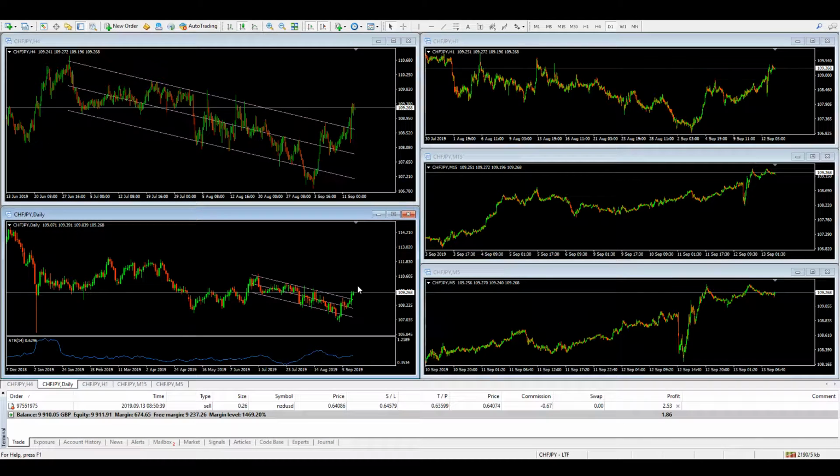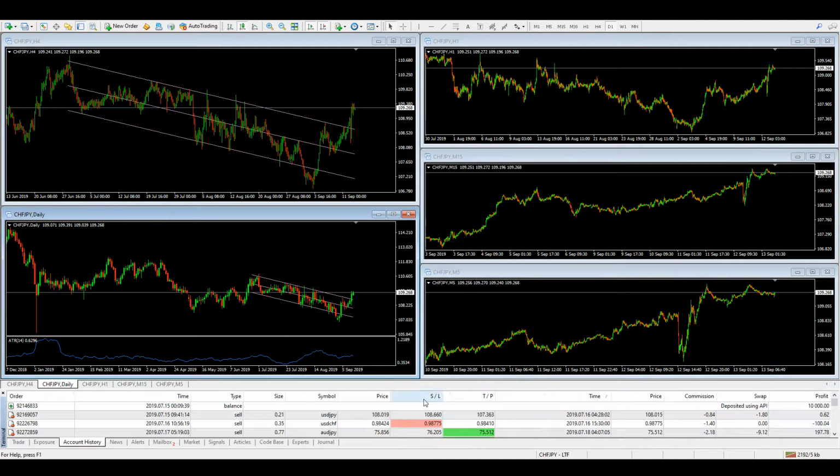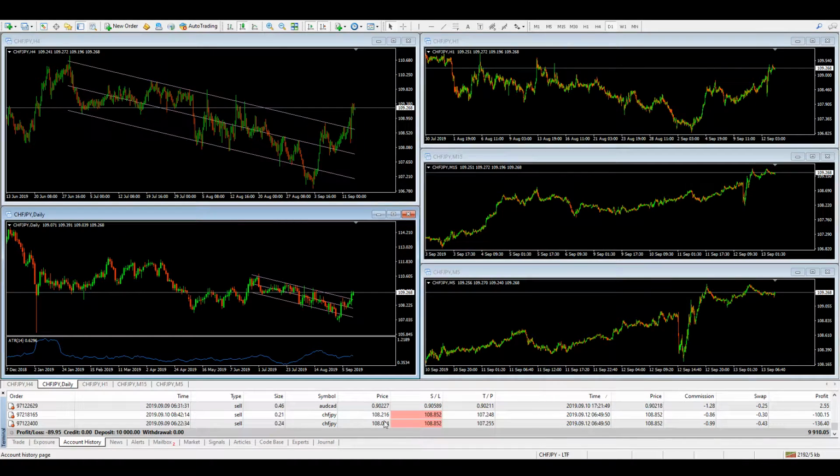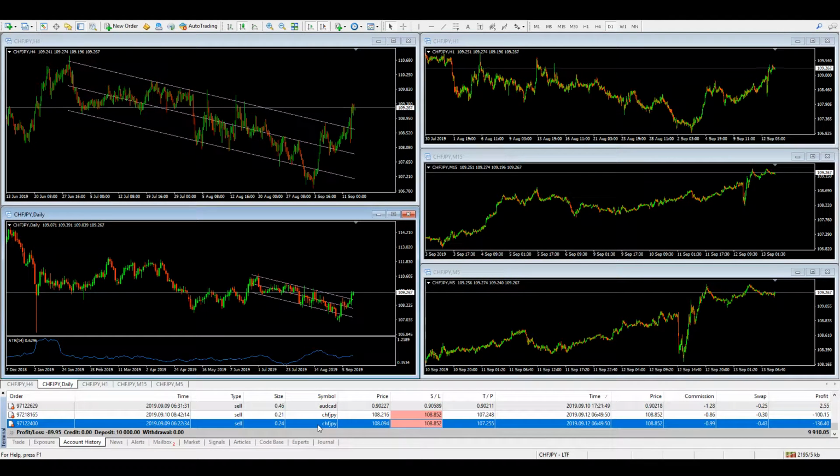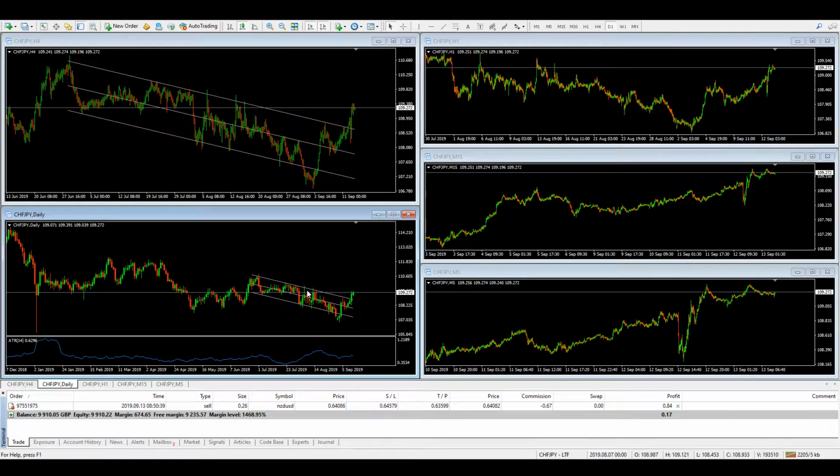CADJPY, I haven't spoken about this one yet, have I? So this was a trade that I was short on. I got stopped out on this yesterday. So this is some more drawdown that we've seen on this account.